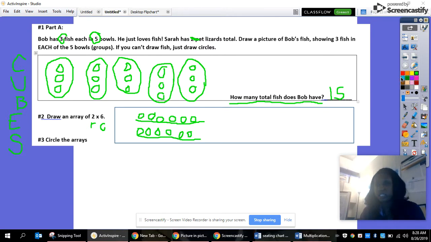There's lots of ways to make a 2 by 6. If I wanted to draw it with boxes, I can still draw it with boxes. I know it's a little sloppy, but I'm trying to draw on my computer. That is also a 2 by 6. I still have 2 rows, and there are 1, 2, 3, 4, 5, 6 columns. Okay.